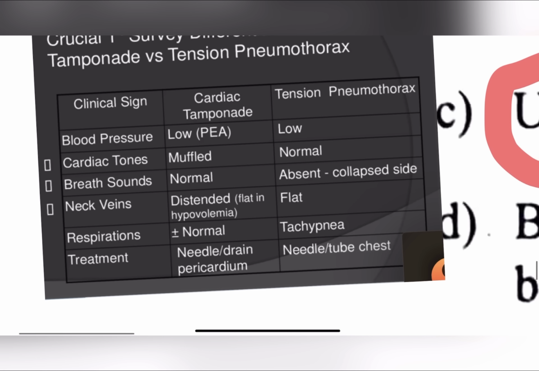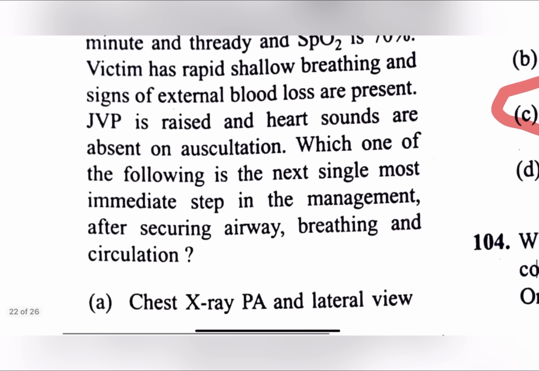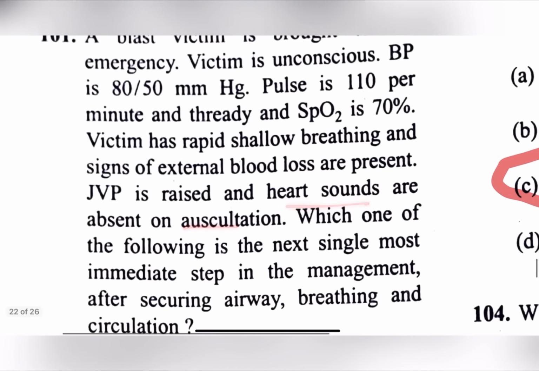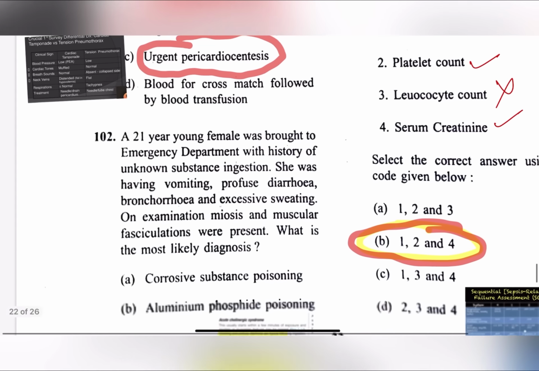We all know the difference between cardiac tamponade and tension pneumothorax. Main is the cardiac tone is muffled in cardiac tamponade while the breath sounds are normal. In case of tension pneumothorax, cardiac tones are normal while the breath sounds are absent. In this case, we have heart sounds absent on auscultation. We have basically Beck's triad where we have JVP raised, then muffled heart sound, and we have hypotension. So answer for this is urgent pericardiocentesis.